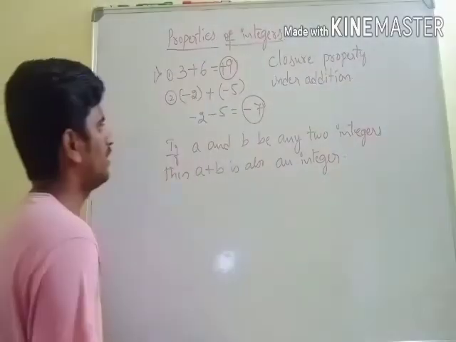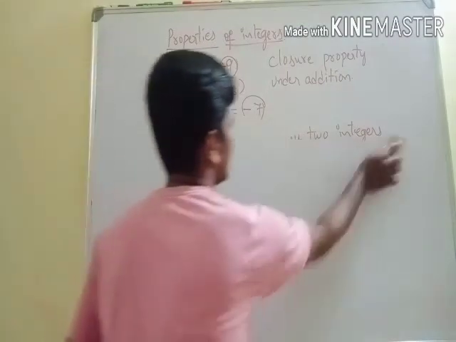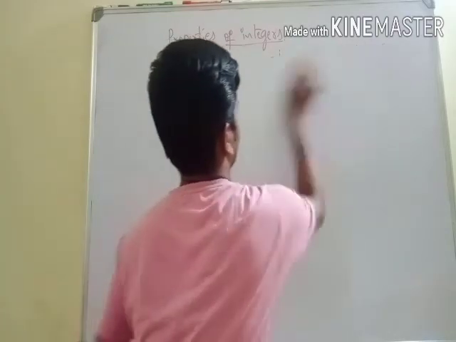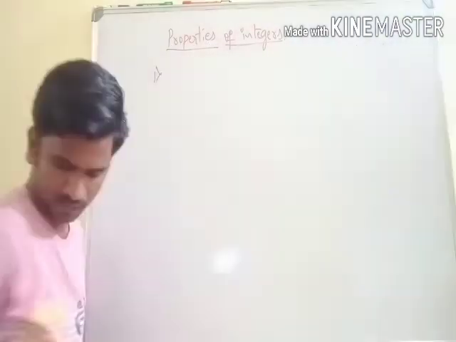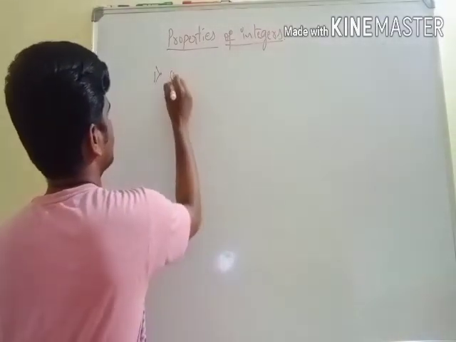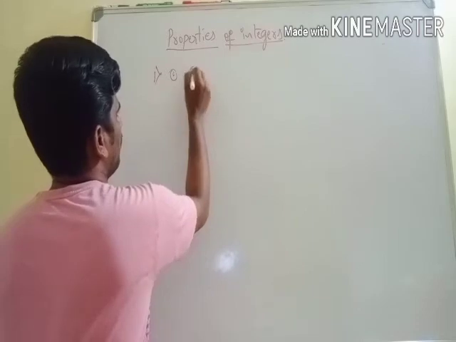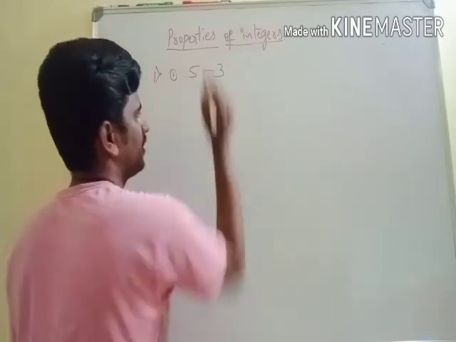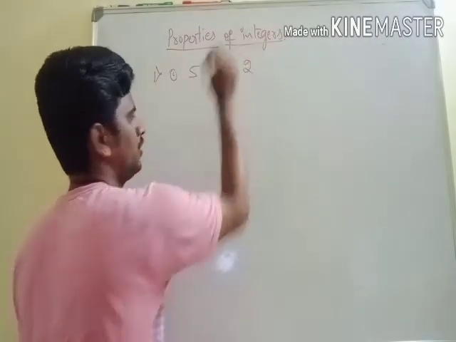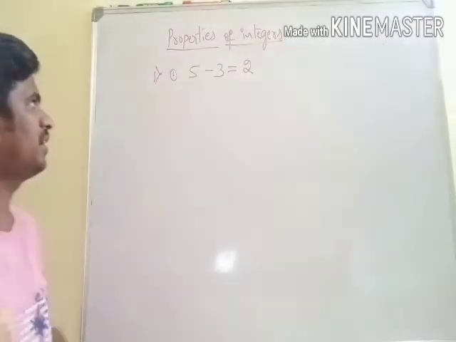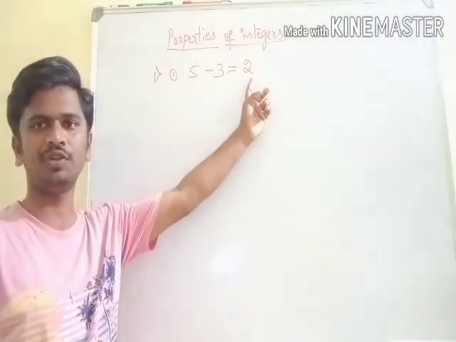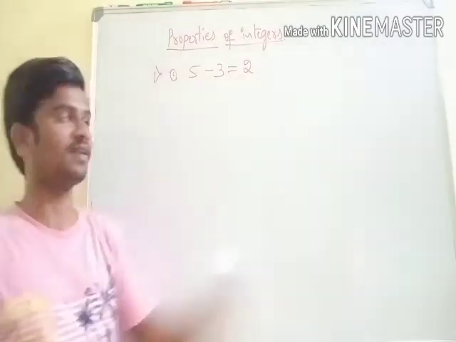Then does it hold for subtraction or not? We have to check. See, consider one similar example: 5 minus 3. What is the value of this? That is nothing but 2. Here I have considered 5 and 3, and their difference is a positive integer. It means it is an integer.